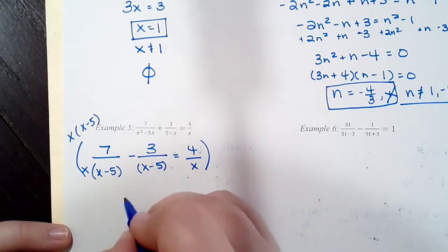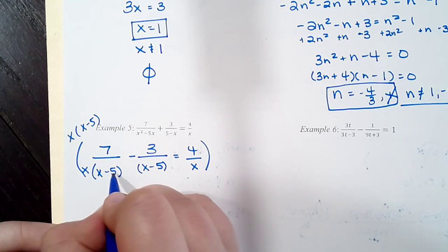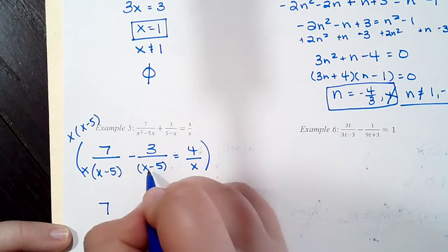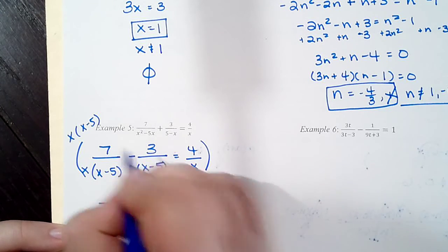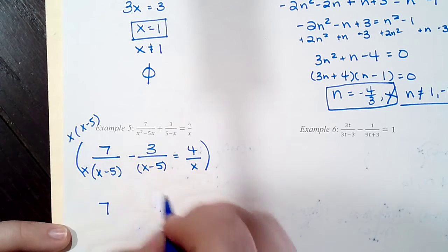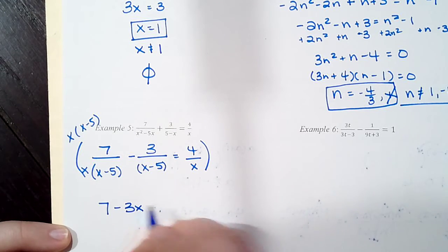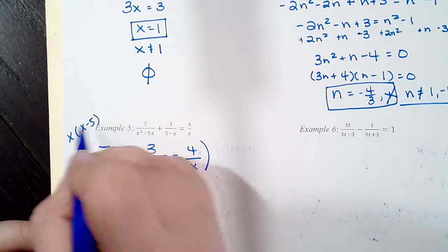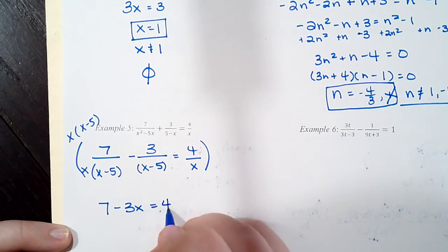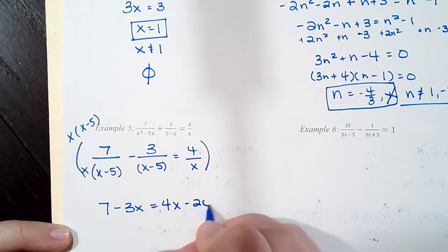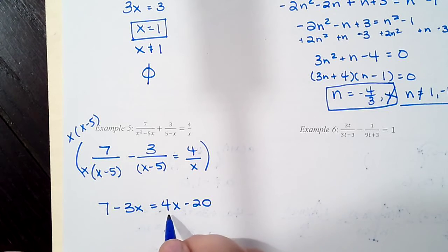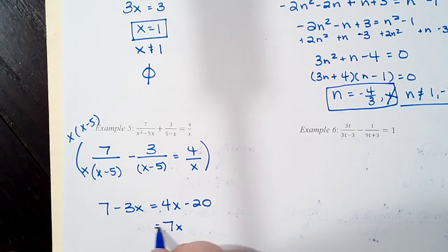And now we do the same thing. In the first one, everything cancels out. We're happy. In the second one, only the x minus 5 cancels out, so I have to do negative 3 times x. And in the third term, only the x cancels out, so I have 4 times x minus 5. So 4x minus 20. And now we simplify. I'm going to move that 3x over here, move the 20 over there.